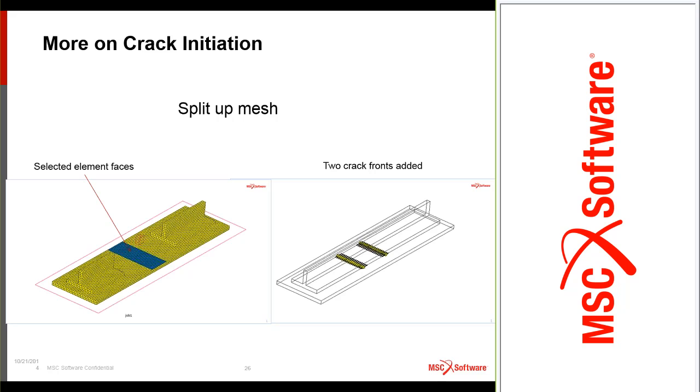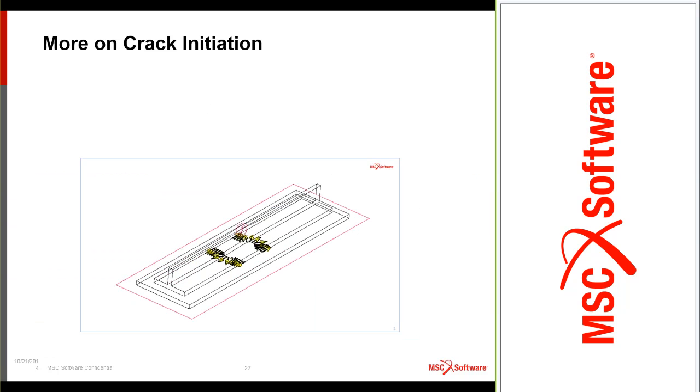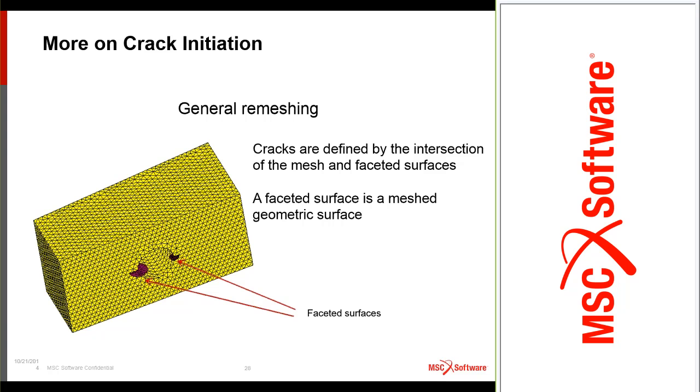If you use the mesh split up, you select element faces in 3D. On the left-hand side, we see this key section view where I took out the center portion of the element, so we can see the element faces where we define where the crack should be initiated. What Marc will do is look at this blue area and split up the mesh there. And on the right-hand side, we see that gave us two crack fronts. And this is the one we saw before. We start out straight, and then we can continue to grow it after initiation. With general remeshing, we define a surface.